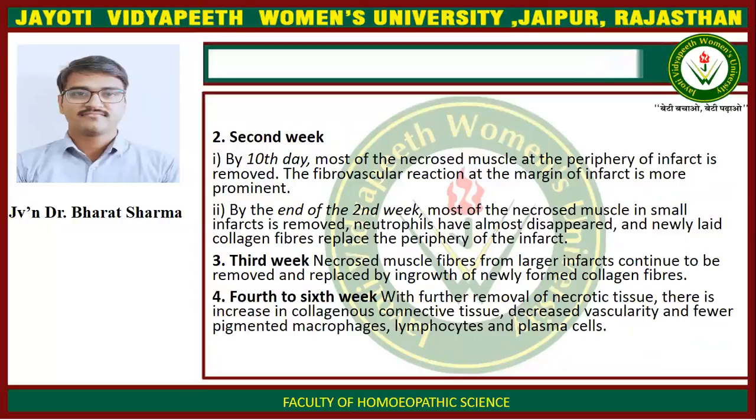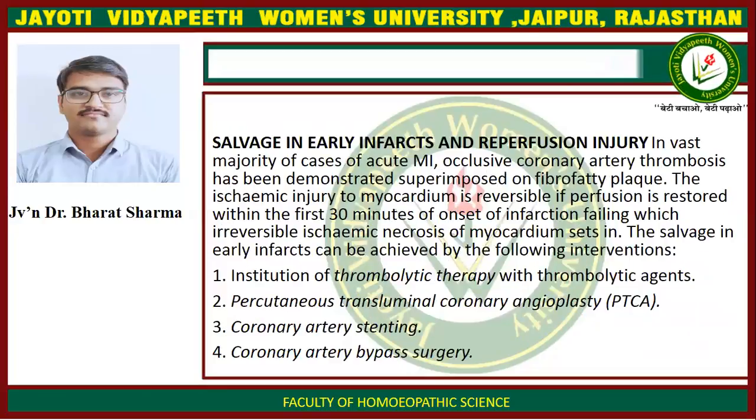In the third week, necrosed muscle fibers from larger infarcts continue to be removed and replaced by ingrowth of newly formed collagen fibers, and in 4 to 6 weeks, with further removal of necrotic tissue, there is increase in collagenous connective tissue, decreased vascularity, and fewer pigmented macrophages, lymphocytes, and plasma cells.